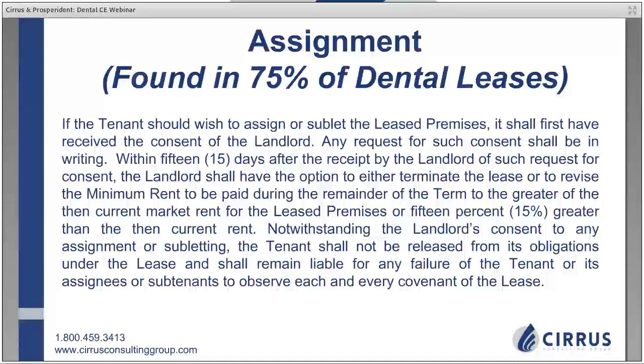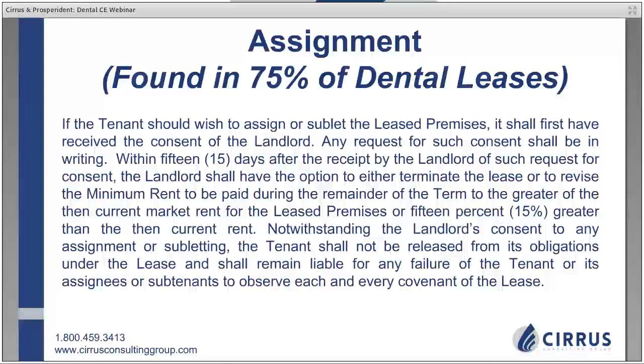Now, the other clause that's relevant for many of you is the assignment section of your lease agreement. The assignment section of your lease is the provision in your lease that enables you to transfer the lease agreement in the interest of selling your business. Assignment in the real estate world is synonymous with transfer of lease agreement.